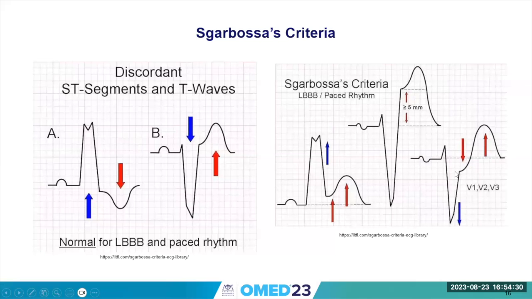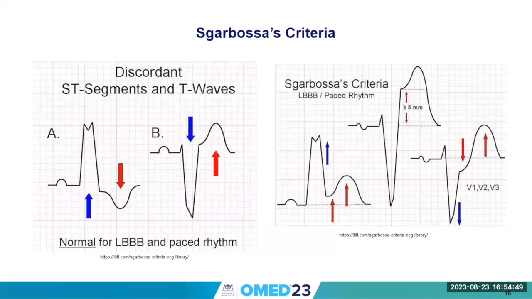Concordance is also bad in the opposite direction. We have the large complex here, but this shows concordant ST depression of greater than 1 millimeter in leads V1 through V3. So here's your ST depression, and this is concordant. Both are below the line here, and that's bad.